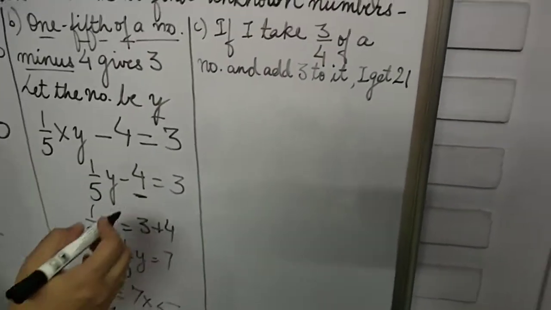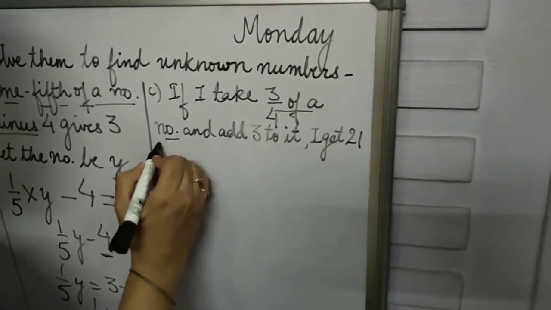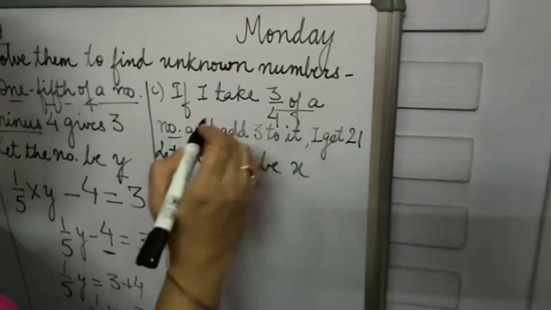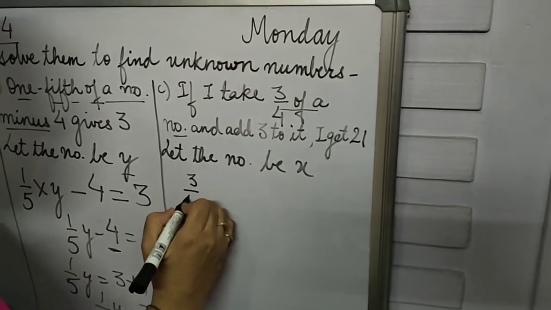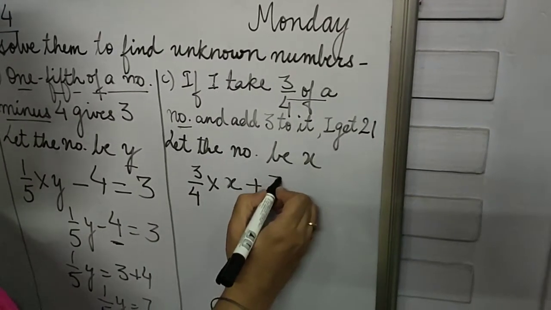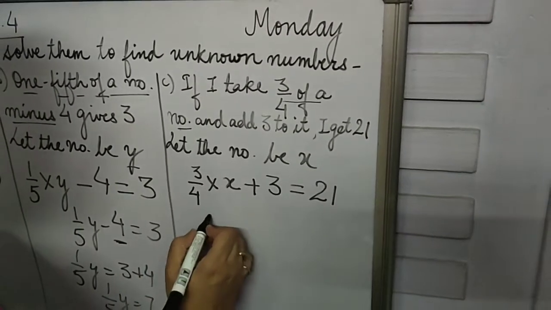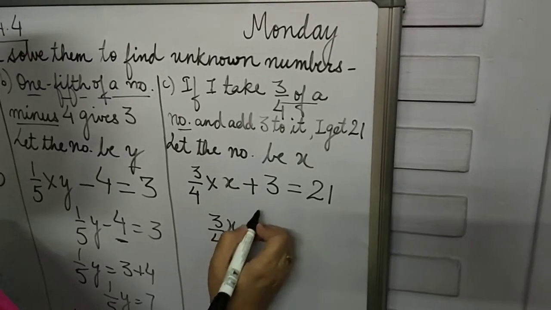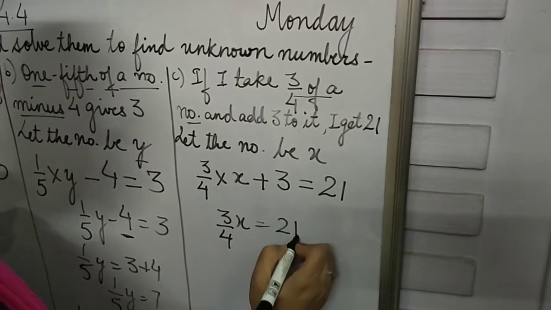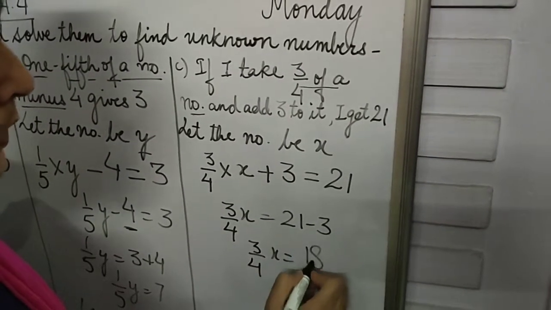Now see C part. If I take 3/4 of a number, let the number be x. So if I take 3/4 means 3 upon 4. Of means multiply. Number means x. And add 3 to it means plus 3. I get 21. Now this 3 upon 4 x, 3 is of positive sign. When it will go there, it will be subtracted. So 3 upon 4x is equal to 18.